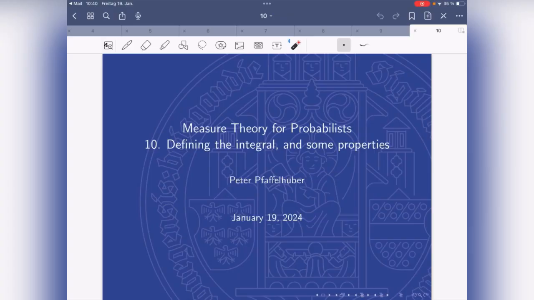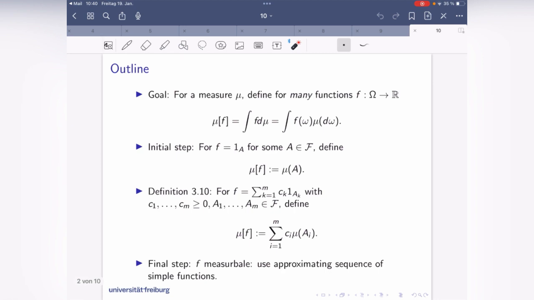So let's get started and define some integrals. So what is an integral? Here, mu is a measure, f is some function, and that's just our notation here. Mu of f is the integral f d mu, or maybe you write it f of omega mu d omega, where omega is an element from capital Omega. And we're going to define this here for many of these functions f, so for as many as possible.